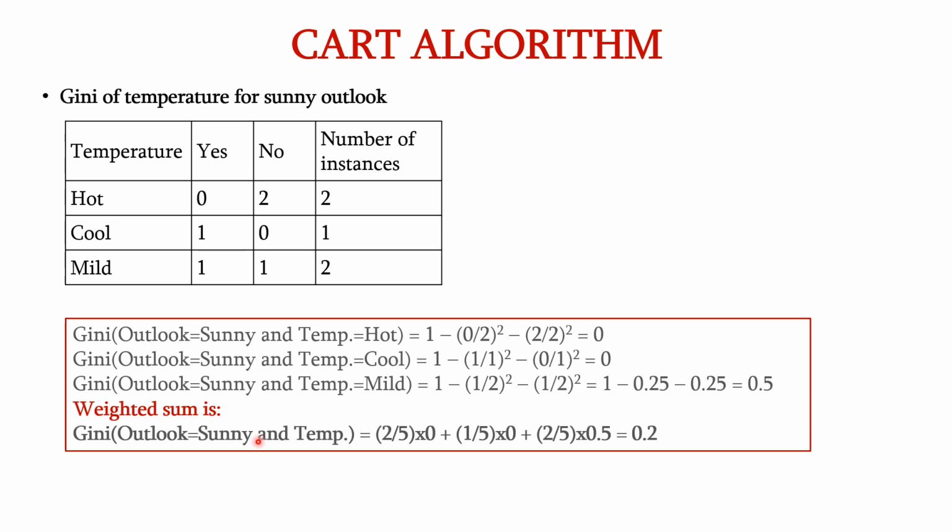Now let us find the weighted sum. So the weighted sum of Gini of outlook equal to sunny and temperature is 2 by 5 into 0. Here 2 is the total number of instances for hot and 5 is the number of sunny outlook instances, into the value calculated for hot, which is 0. Plus next we have 1 for the total number of instances of cool, so 1 divided by the total number of sunny outlook instances, that is 5, into the value calculated for cool, which is 0. Plus for mild it is 2 divided by 5 into the calculated value 0.5. So the weighted sum is 0.2.